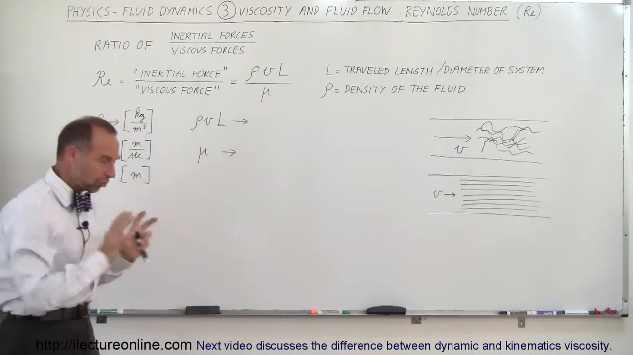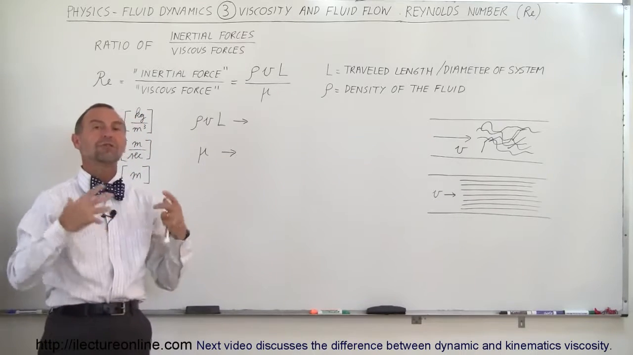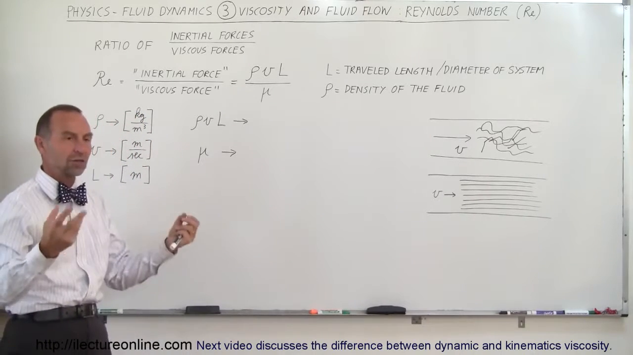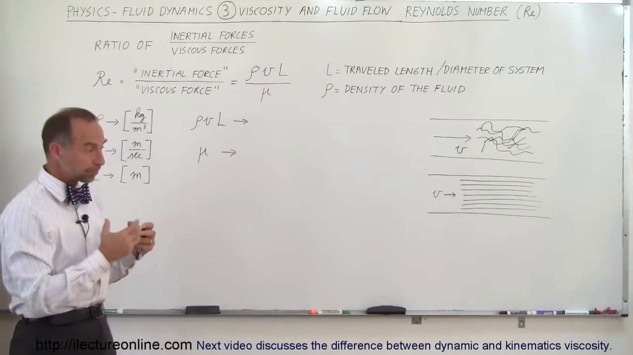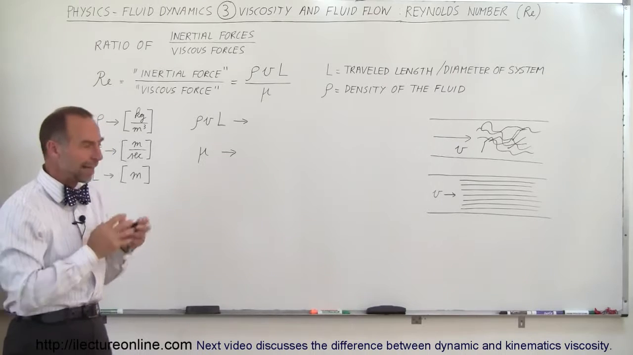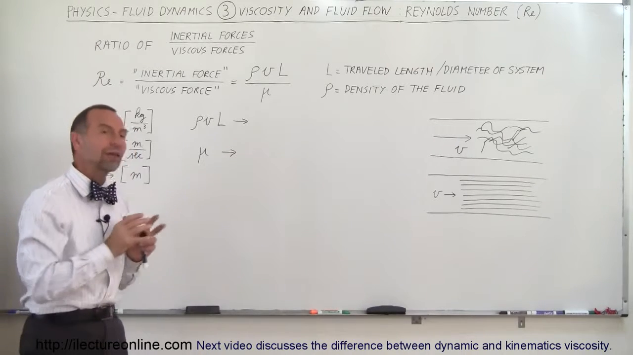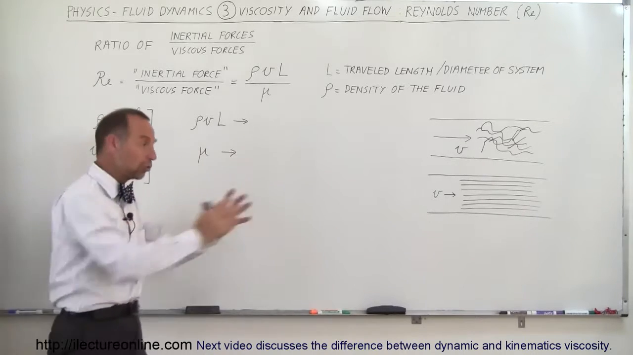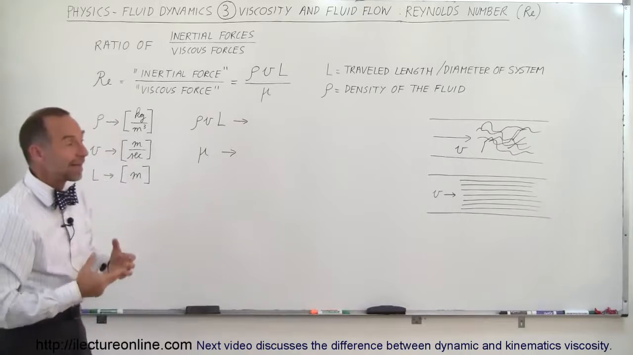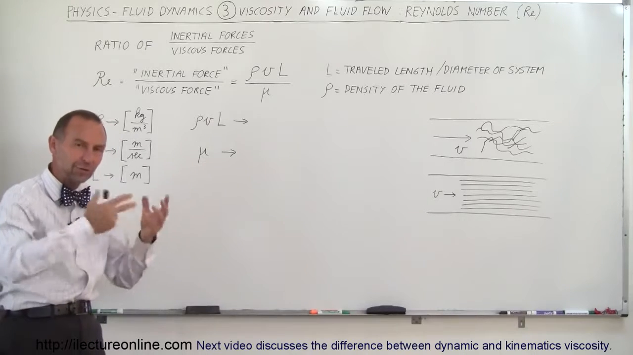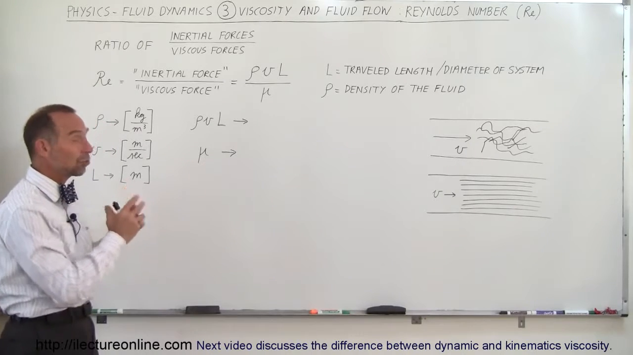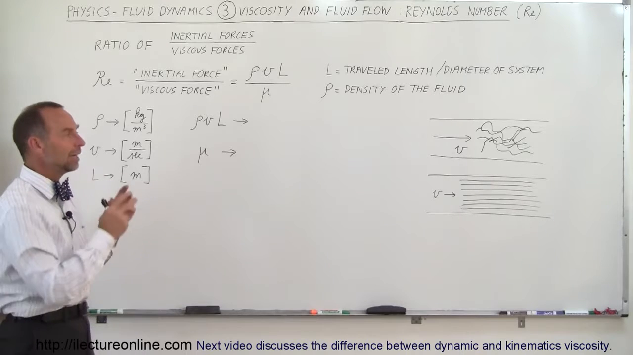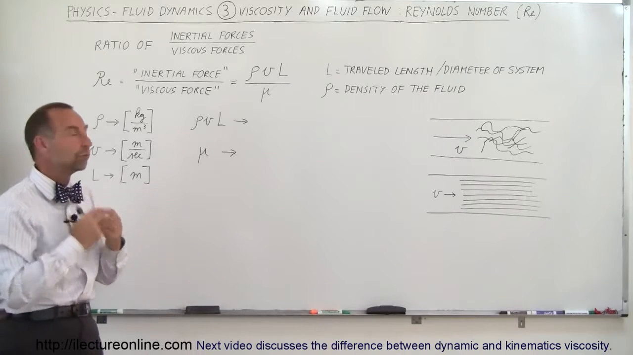And then what's trying to slow that flow down would be the viscous forces. The viscous forces are caused by the intermolecular forces and the shape of the molecules, and that's trying to slow that flow down. So if the ratio of the inertial forces trying to push the liquid through divided by the forces trying to hold it back because of the viscosity of the fluid, if that ratio is large, you'll get turbulent flow. If that ratio is small, you get smooth flow.